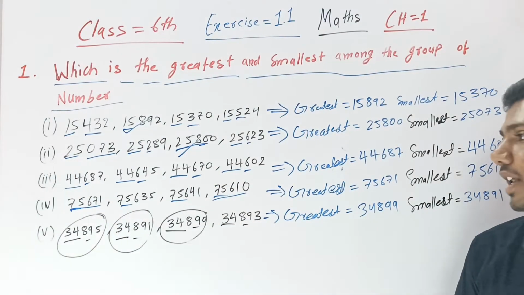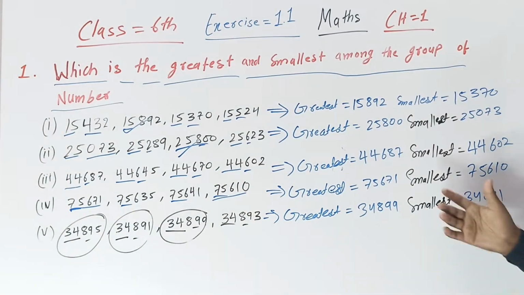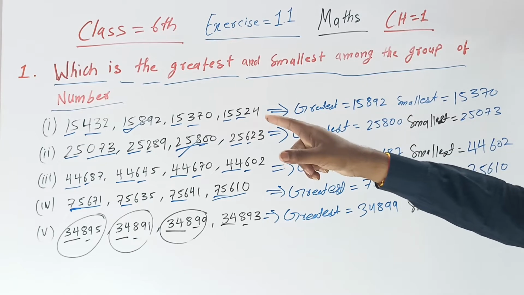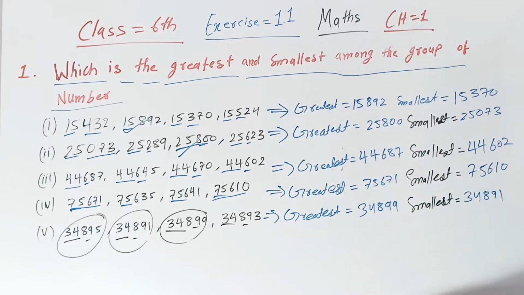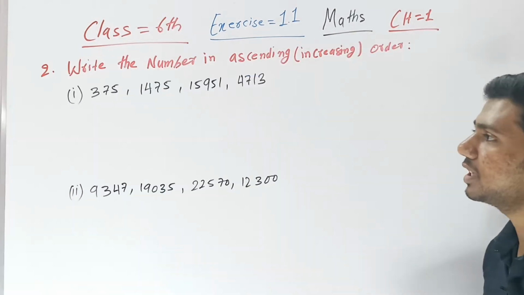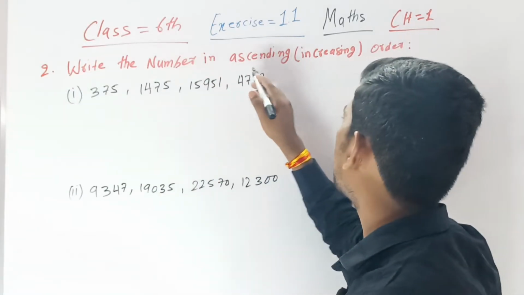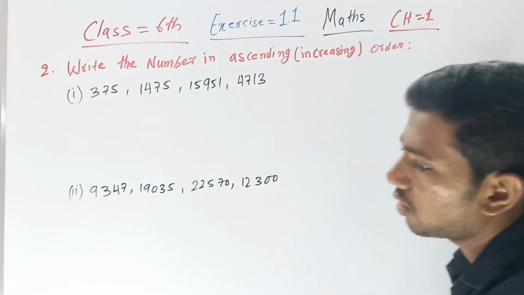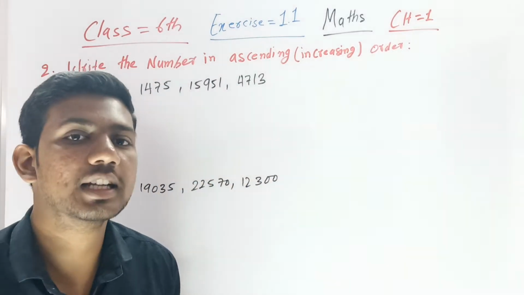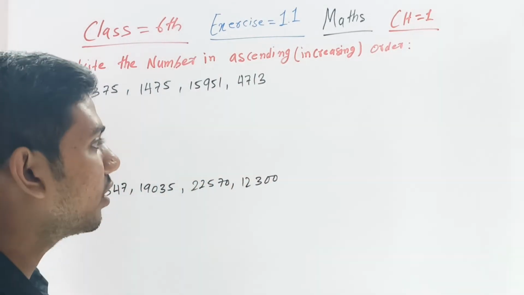Okay, I hope you understand this. So in our exercise 1.1, question number 1 is completed here. Okay, so let's move to the second part. This is our second part. Write the numbers in ascending or increasing order. So we have to write these numbers in ascending order. If you know the ascending order, then it's better for you.